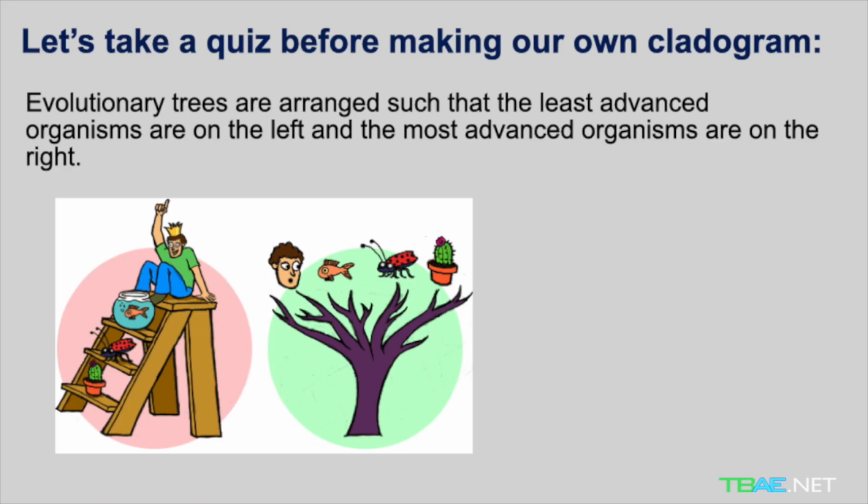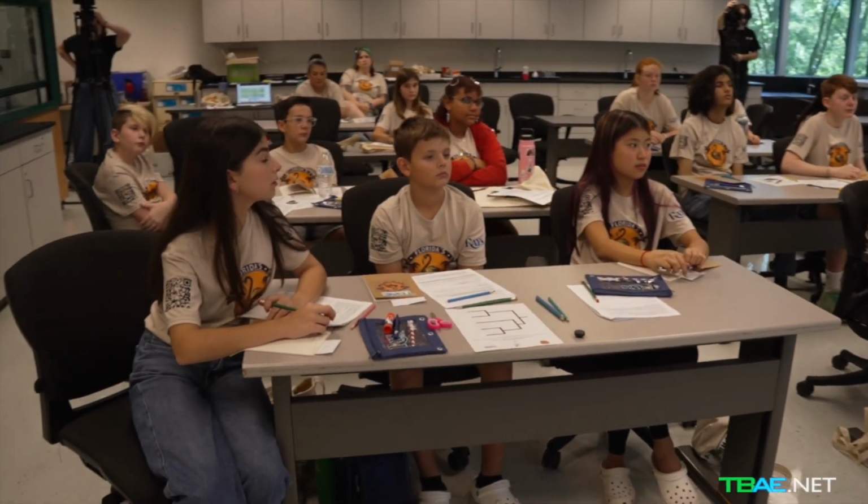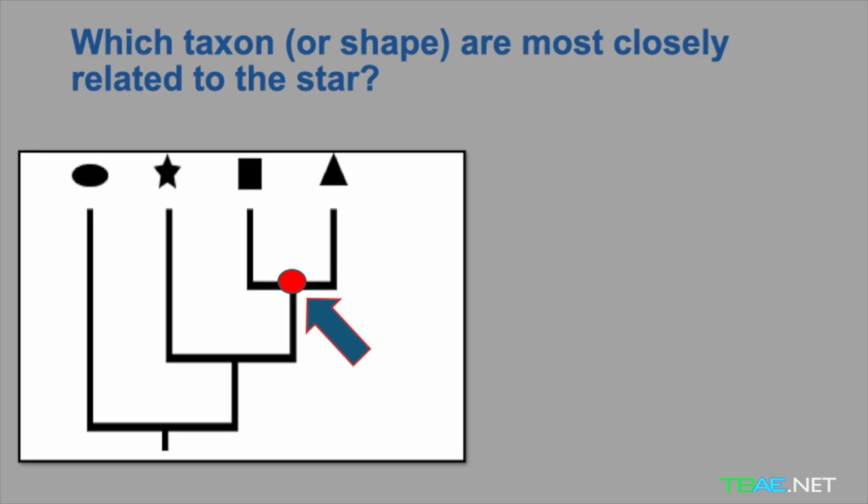So true or false, are evolutionary trees arranged such that the least advanced are on the left and the most advanced are on the right? Leah, what do you think? That's false. That is false. That's good.